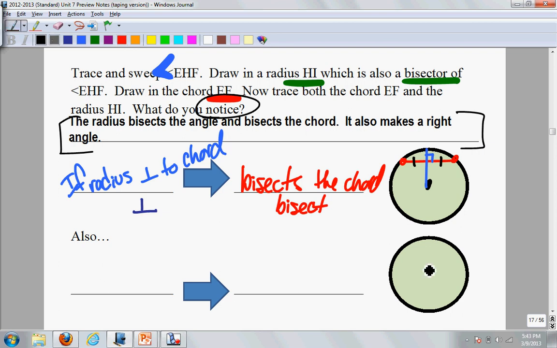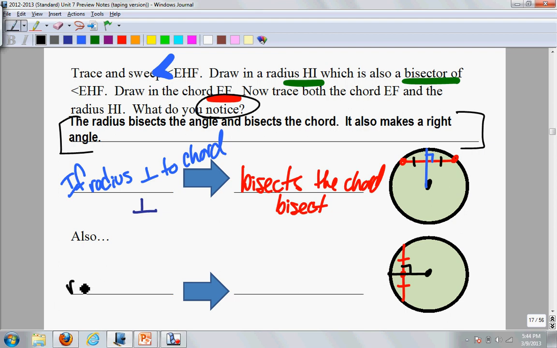Converse is also true. Let's draw this one here. Draw a chord first. Now I'd like you to draw a radius that bisects the chord. So eyeball that chord's middle and put hatch marks there. Now, draw on your radius through the center of the chord. You should notice that the converse is also true.